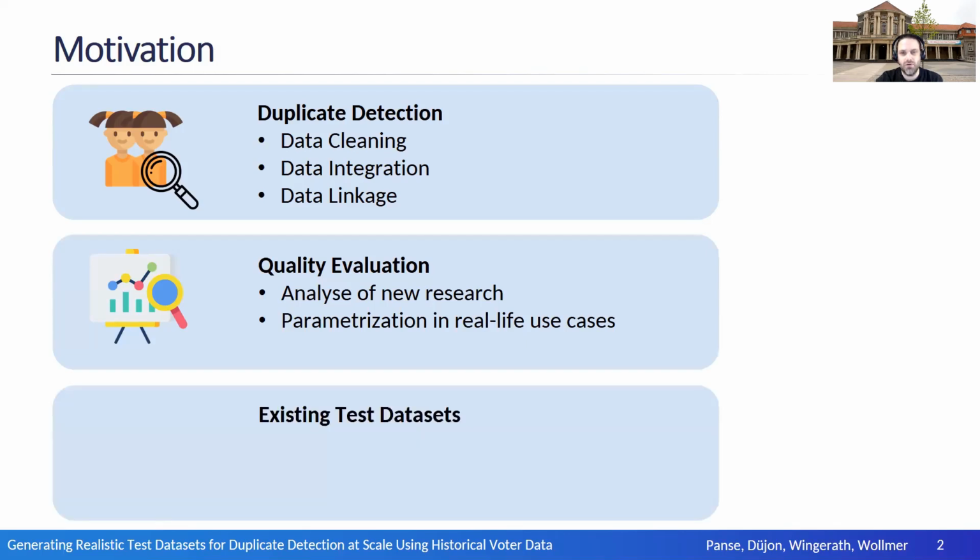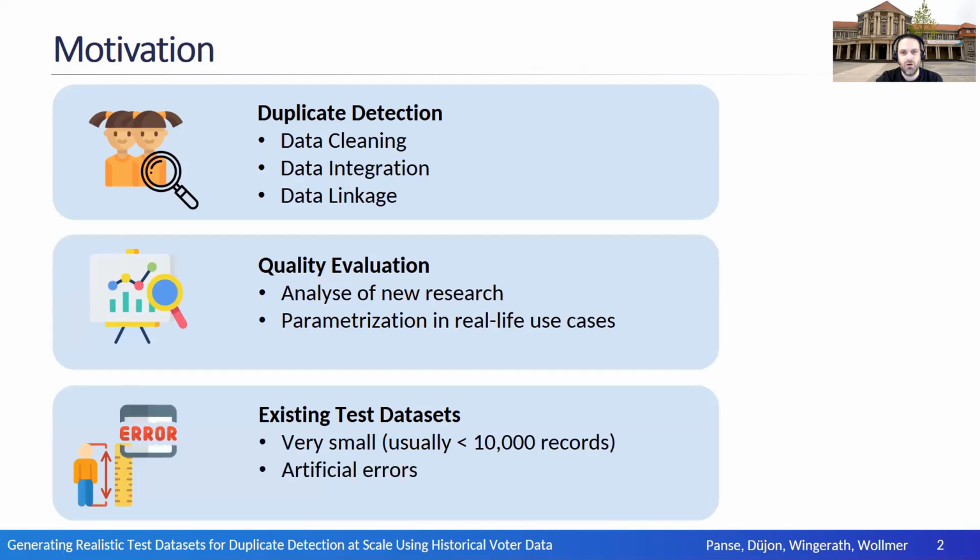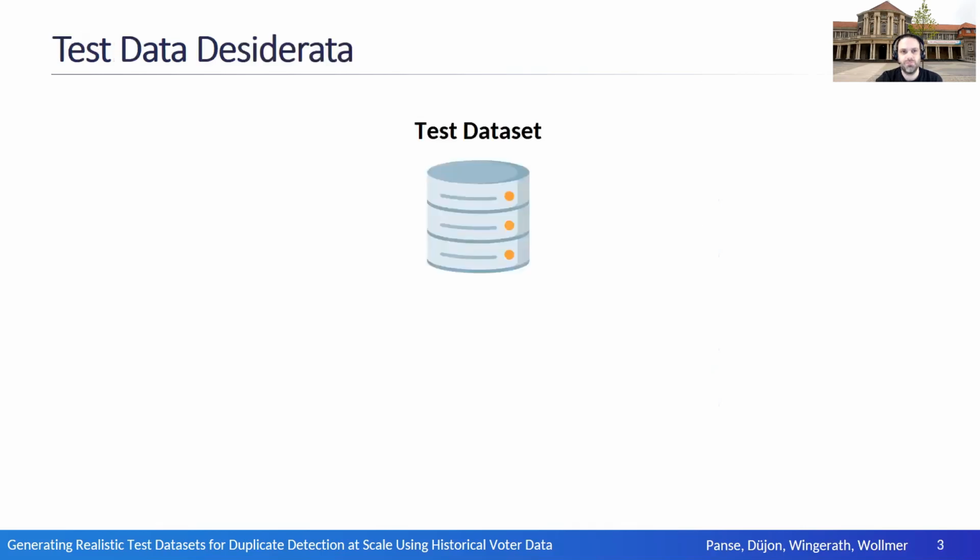Existing datasets, however, are either very small because they have been manually labeled, or contain artificial errors and unrealistic outdated values. So we still have a need for large test datasets with real data errors. The goal of our study was to extract a test dataset with labeled duplicates from historical voter data. Here we have defined several requirements.